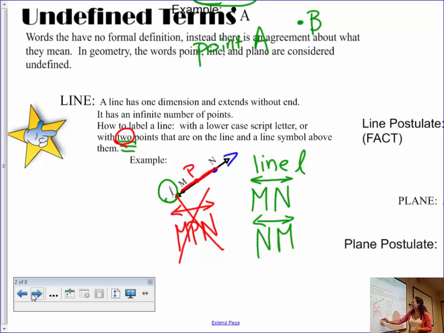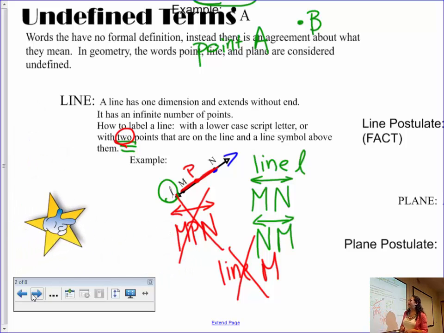Now, again, on the same lines, we can't use just one letter unless it's that little script letter at the bottom. So this is not line M, or line P, or line N. Okay? Again, at any point in time, if you need to stop, go ahead and hit pause so that you can get the rest of this definition down before I make it disappear. All right.